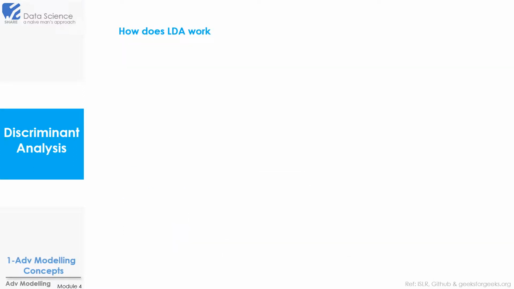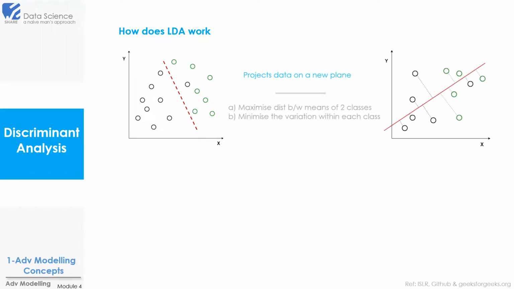Now let's see how LDA works. Although R will do this for us, we should understand this to know the concept. Suppose we have our data as shown here. So we will use a decision boundary to discriminate between the two classes. But the question is, how do we get to this decision boundary? So we project the data onto a new plane such that we maximize the distance between the means of the two classes and minimize the variation within each class. So what does this mean?